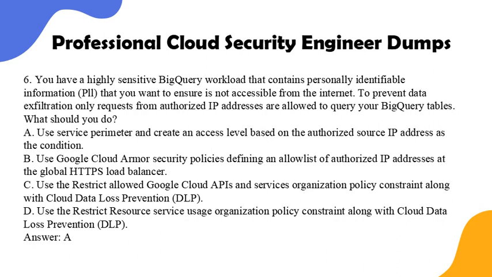B. Use Google Cloud Armor security policies defining an allow list of authorized IP addresses at the global HTTPS load balancer. C. Use the Restrict Allowed Google Cloud APIs and Services Organization policy constraint along with Cloud Data Loss Prevention, DLP. D. Use the Restrict Resource Service Usage Organization policy constraint along with Cloud Data Loss Prevention, DLP. Answer: A.